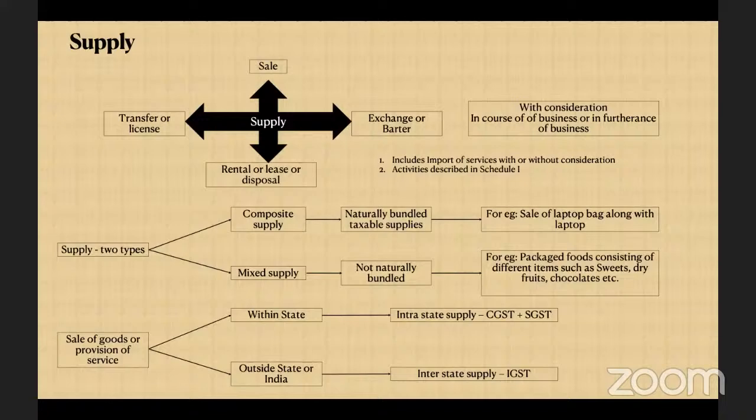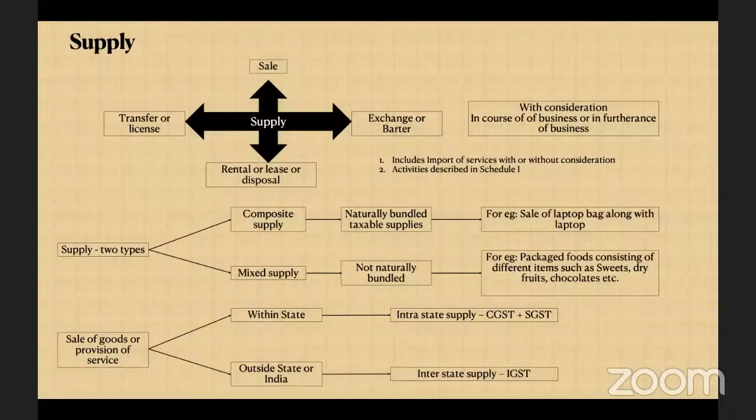Clear? So if it is intrastate supply, CGST, SGST will apply, center will charge CGST, state will charge SGST. If it is a case of interstate supply, center will charge a tax in the form of IGST, which will subsequently be divided among central government and state government. 50-50 they will be sharing. Clear?